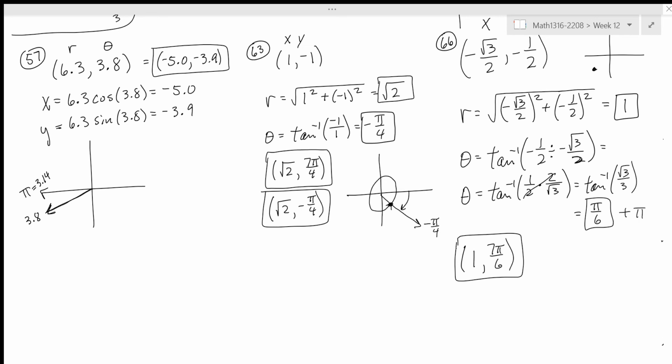And the way that I normally say it to classes, so that it is sweet and concise, are you ready? If x is negative, add 180 to theta. If x is negative, add 180 to theta. And how often do you do that? Every time x is negative. Add 180 to theta.